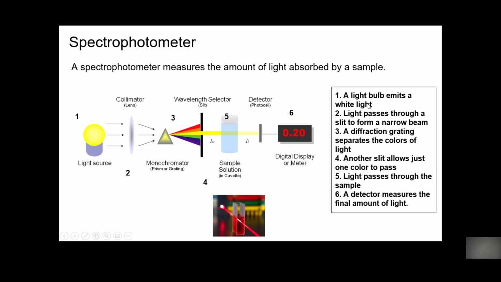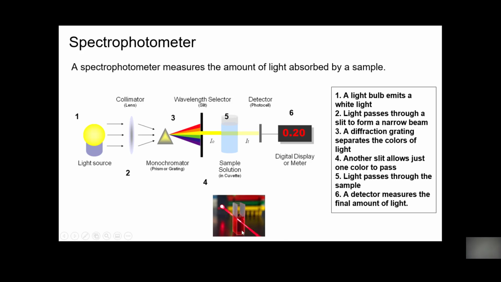So I numbered this. One, a light bulb emits a white light. Light passes through a slit to form a narrow beam. A diffraction grating separates the colors of light based on their wavelengths. Another slit allows just one color to pass, and light passes through the sample, and a detector measures the final amount of light. So you would use certain wavelengths in order to have the one color pass through and so forth. It's not just random.